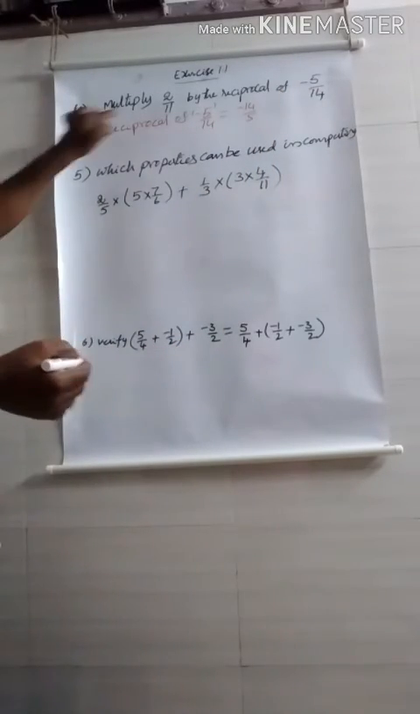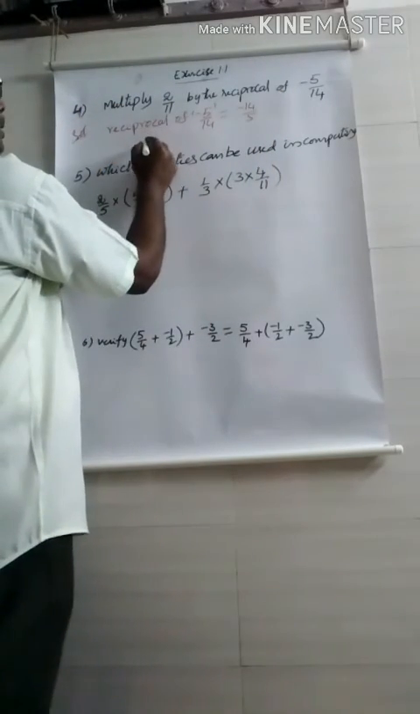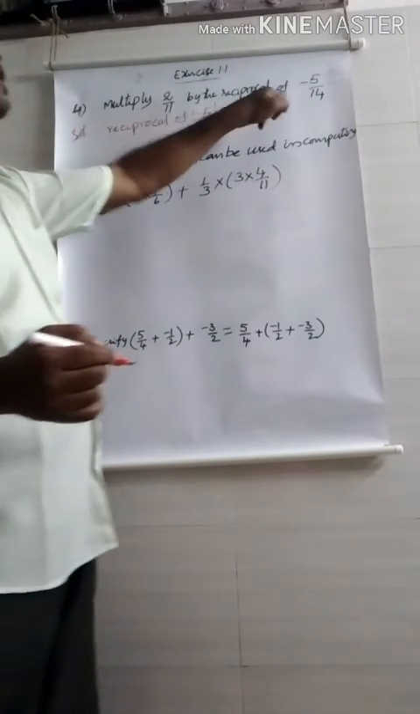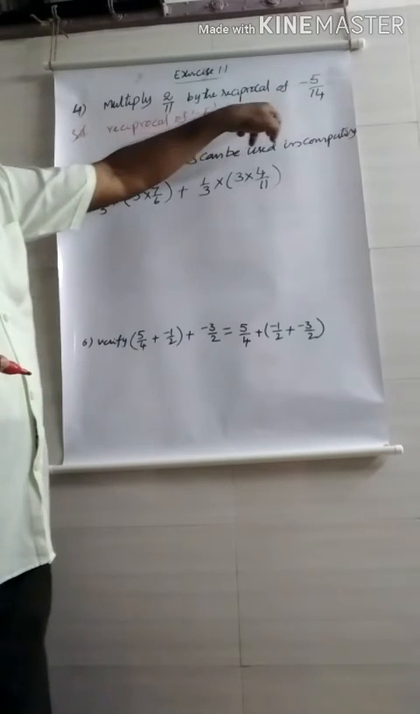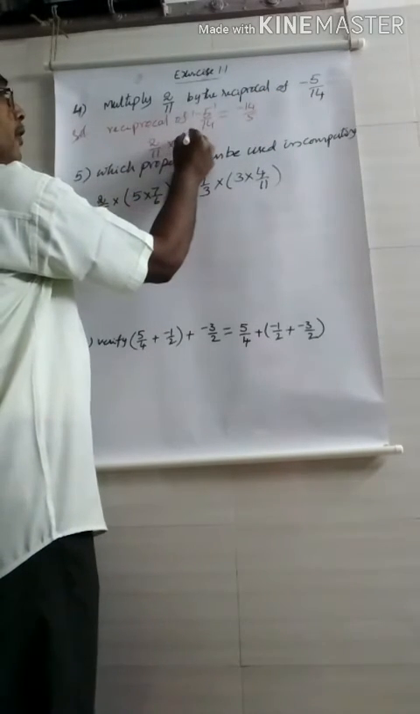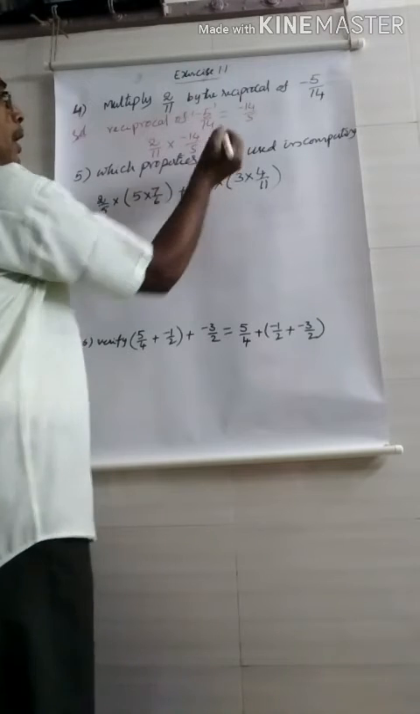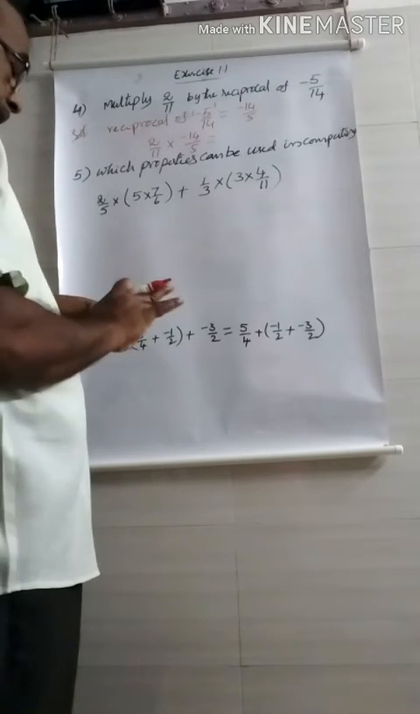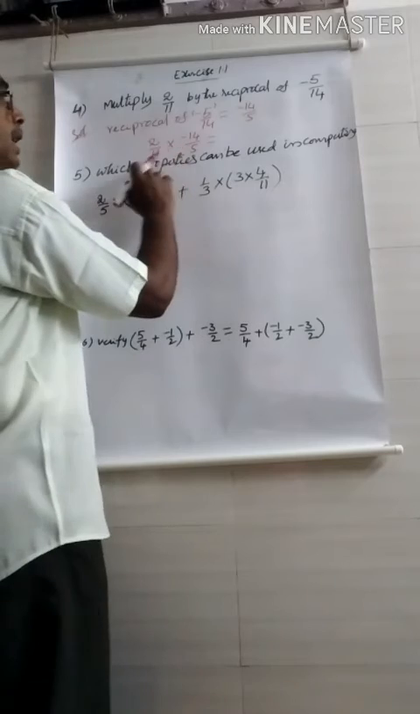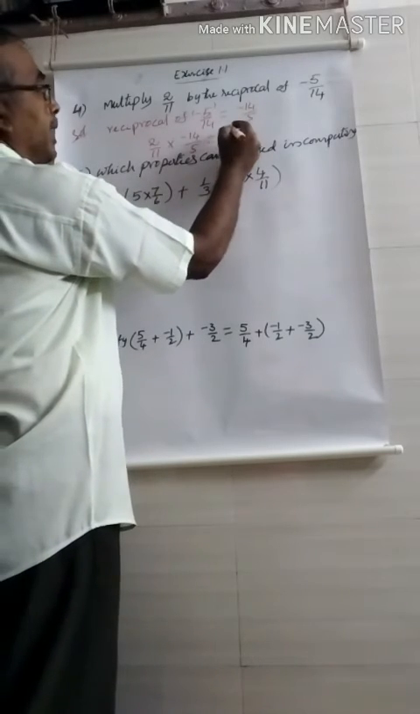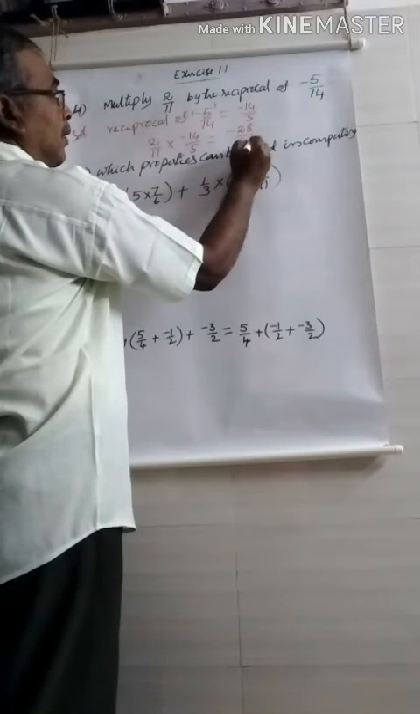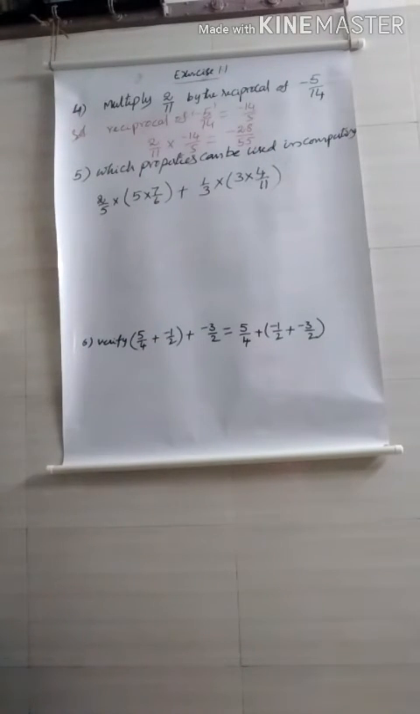You write denominator in the numerator and numerator in the place of denominator. So multiply 2 by 11 by the reciprocal. What is the reciprocal of minus 5 by 14? That is minus 14 by 5. If there are any common factors, you may cancel them. If there are no common factors, then you multiply the numerators and denominators. 2 into minus 14 is minus 28. 11 into 5 is 55. Simple one. Okay. Now we move to the fifth question.